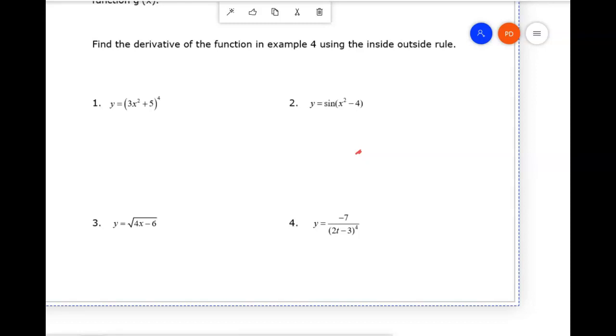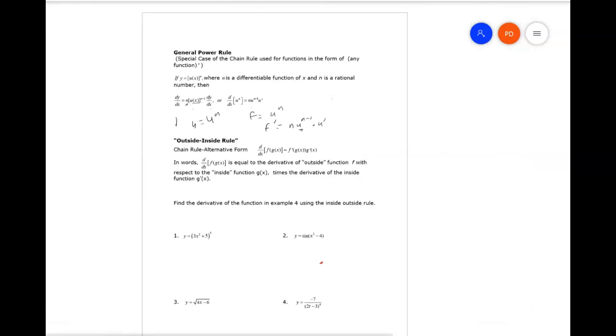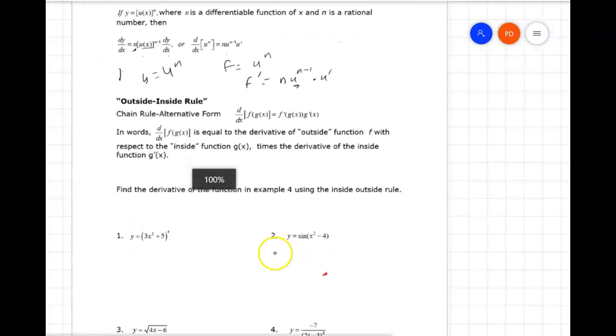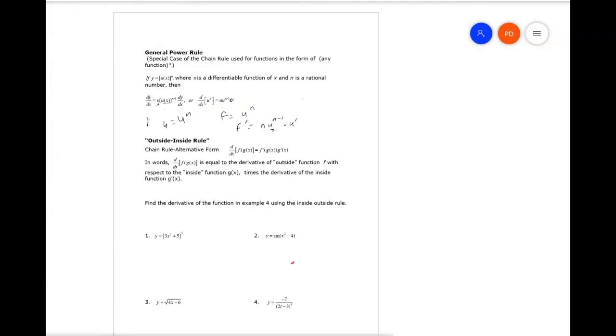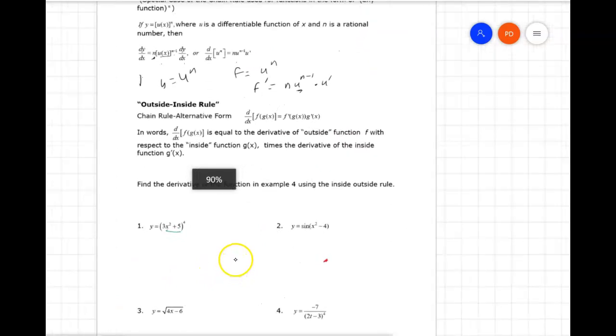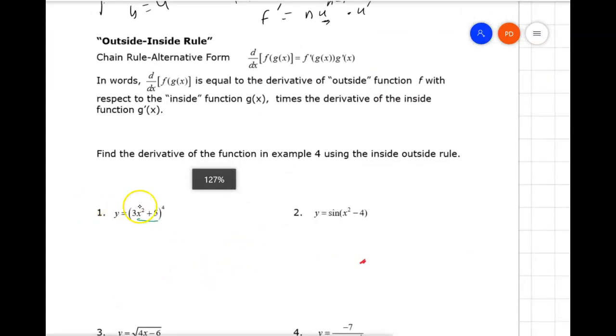So here, problem 1. We have y equals (3x squared plus 5) to the 4th. The inside part of this, sorry, every time I go down to pick a new pen, it zooms back in, zooms back out, sorry. The inside part of this is 3x squared plus 5. And the outside part of it is the last thing you do. You could almost think of this as order of operations.